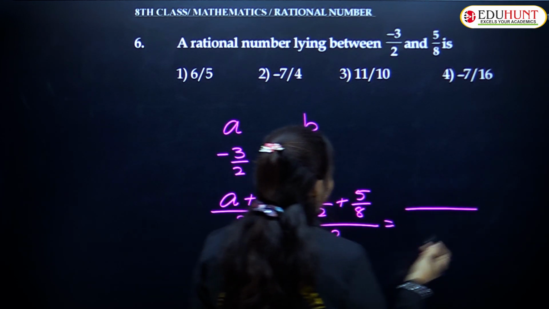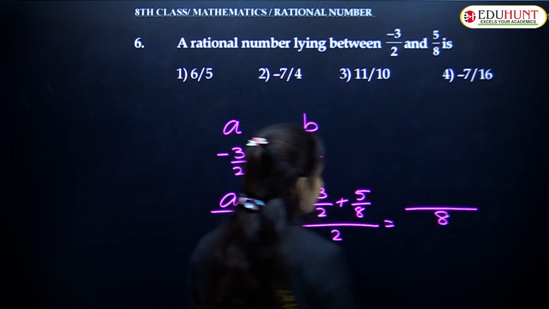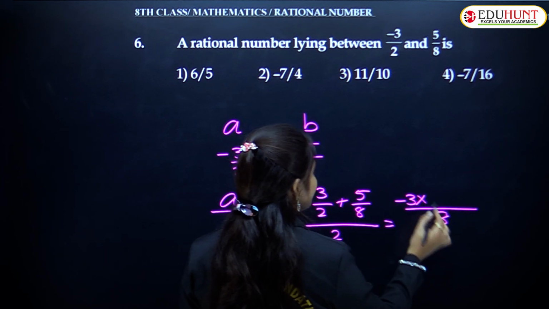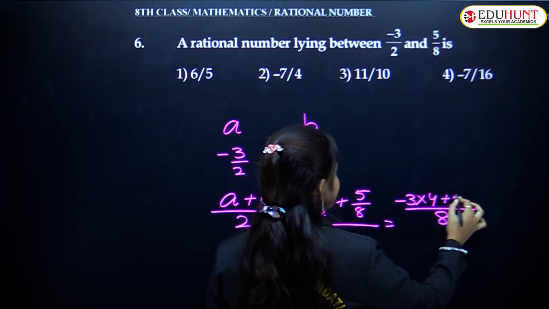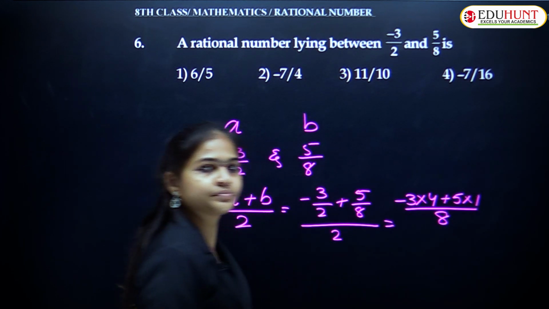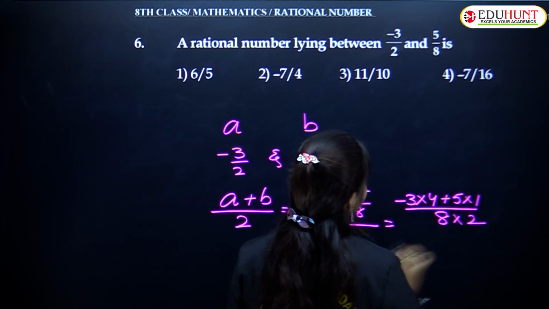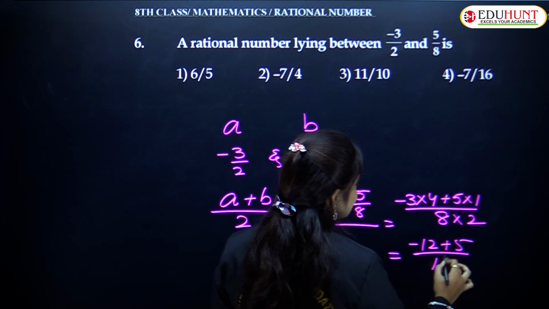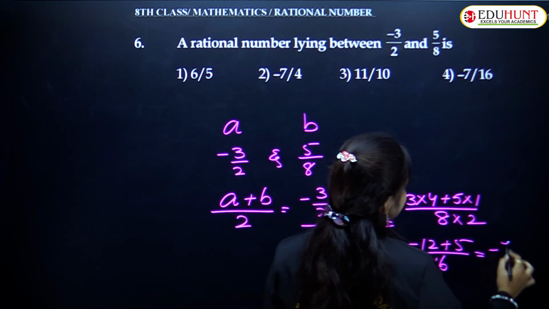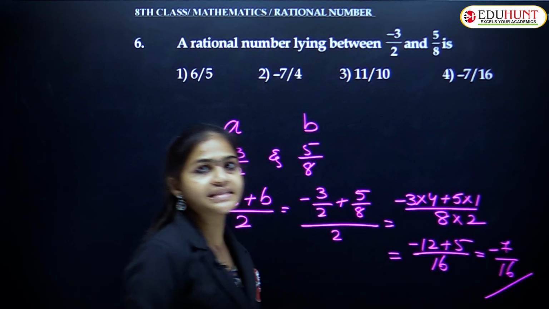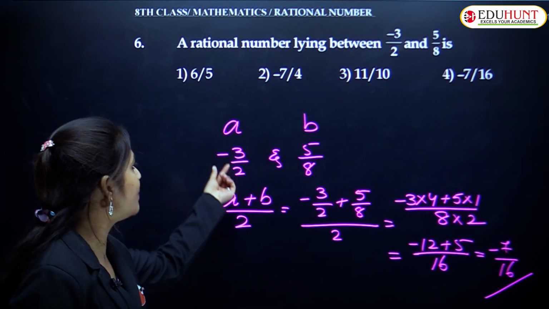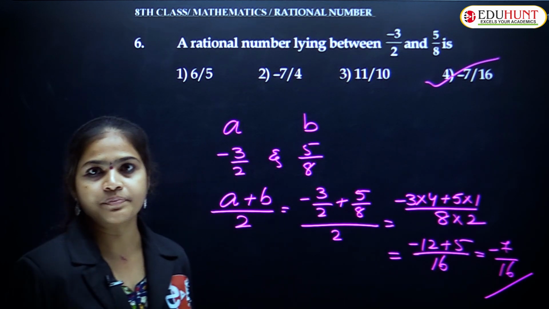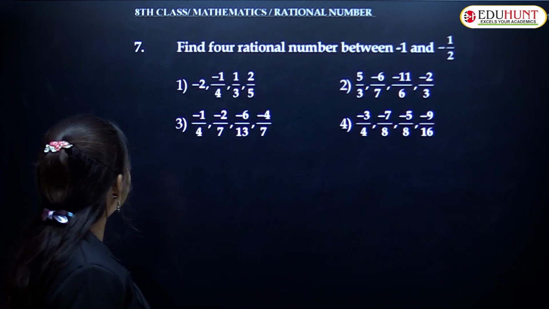Okay. So from this one, what is the LCM of 2 and 8? LCM is 8. So minus 3 into, here 2 into how much is equals to 8? 2 fours are 8, plus 5 into 8 ones are 8. Clear? And by 2 into 2, which is equals to minus 3 into 4, minus 12 plus 5 by 16, which is equals to minus 7 by 16. Minus 7 by 16, that is the number which lies in between minus 3 by 2 and 5 by 8. So minus 7 by 16 is the correct answer. Understand, children?